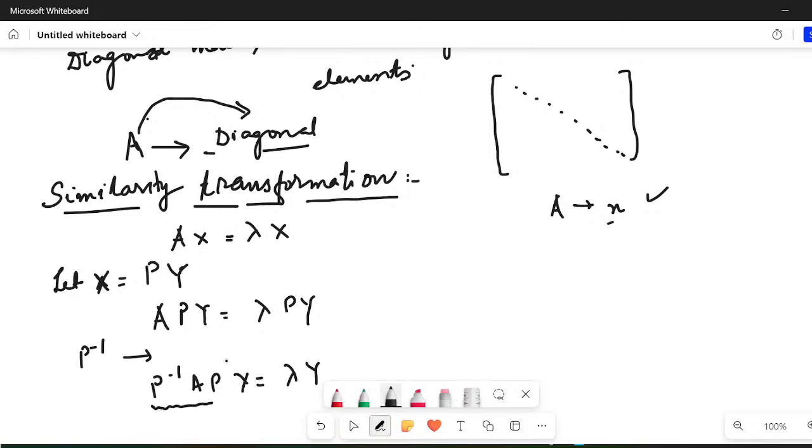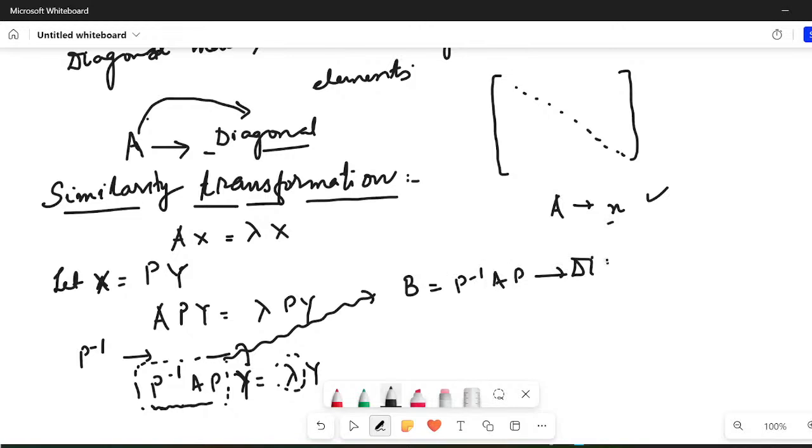Let us say this is some matrix B. When it applies to y, it gives you lambda y, the same eigenvalue which you get on the operation of A over x. So this particular matrix B, which is derived from P inverse AP, happens to be a diagonal matrix.